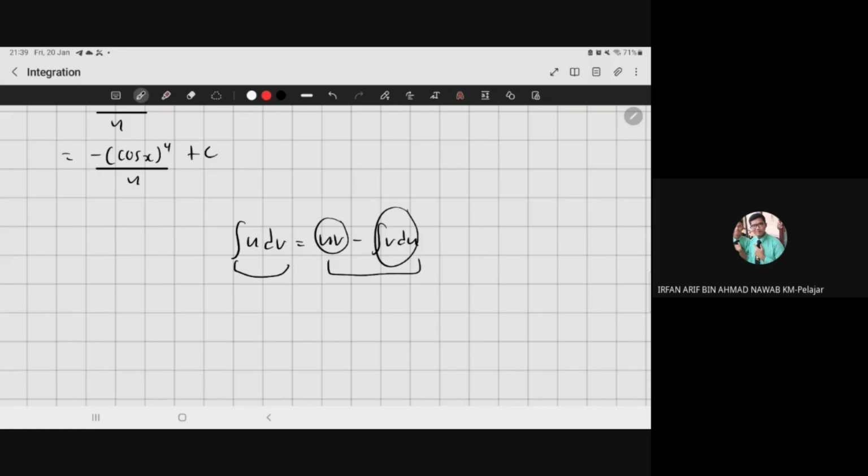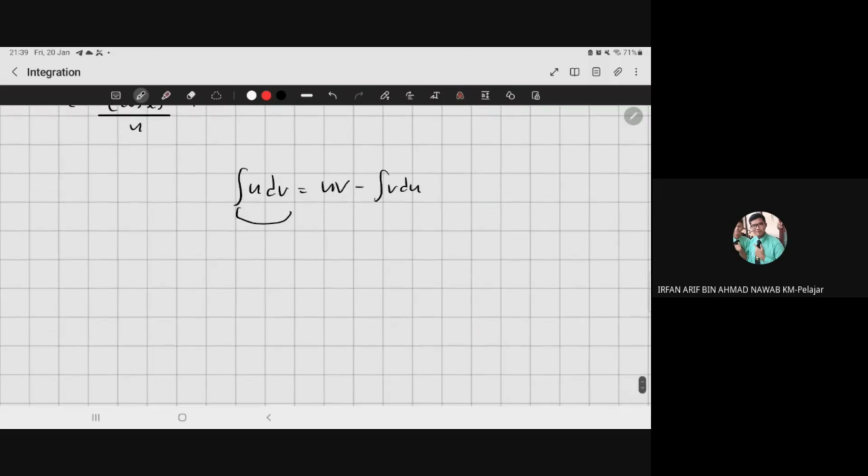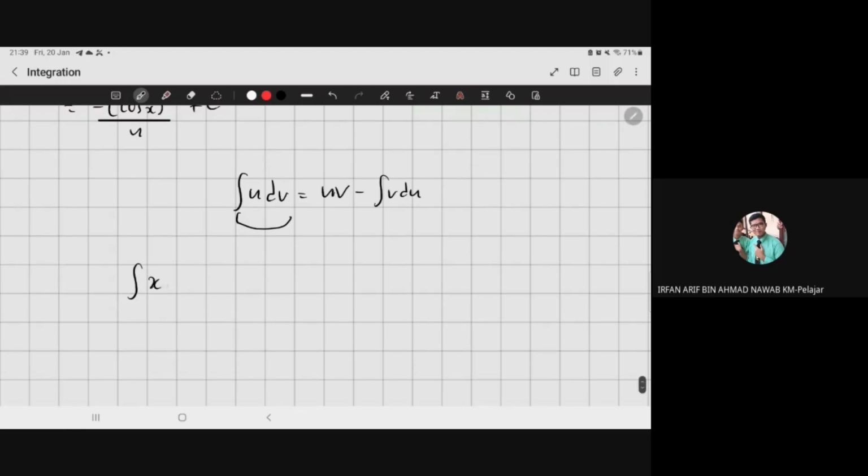So let me show you by example. Hopefully I remember how to do this. It's been a while, okay? It's been a while. But yeah. So let us try with integrate x times square root of x plus 1 dx.